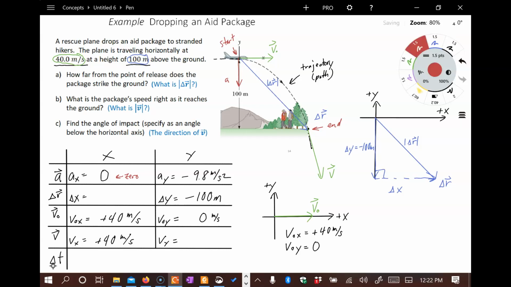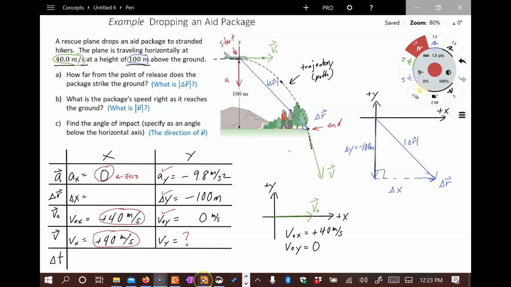However, 2 of these are not unique. This is the same as this. So really, I've only got 2 unique bits of info in the x direction, whereas I've got 3 in the y direction. So we are set. We can start to solve for things in the y direction. In part B, we're looking for the magnitude of the final velocity, otherwise the speed, and the angle of the final velocity, the direction. We're going to need this one here, so let's solve for Vy final first.